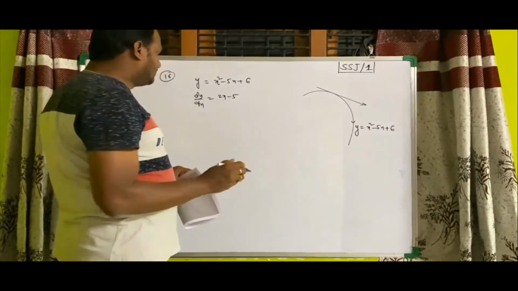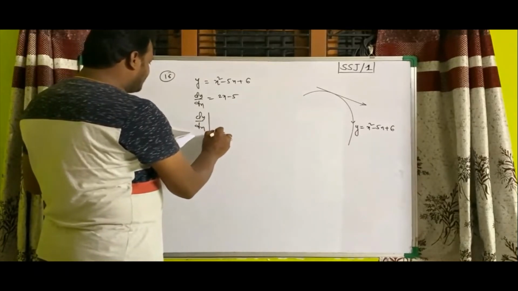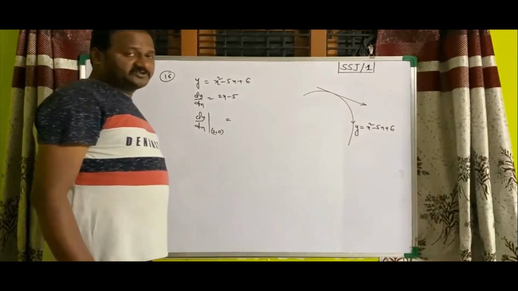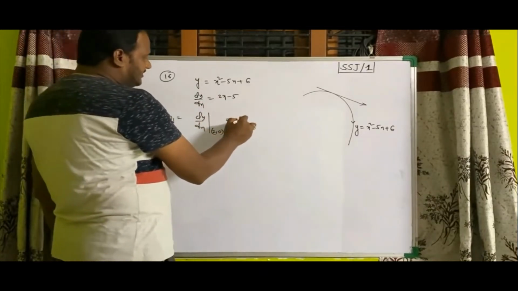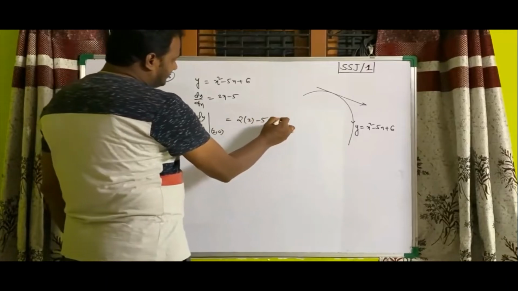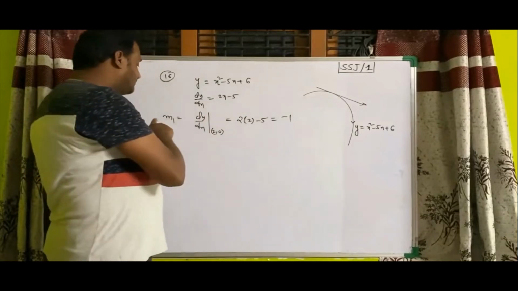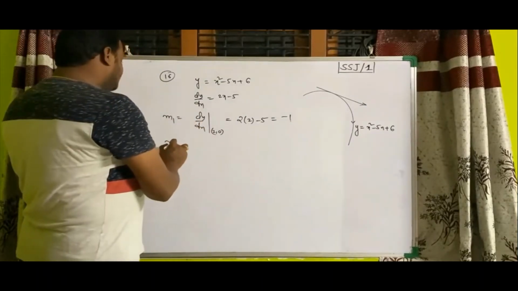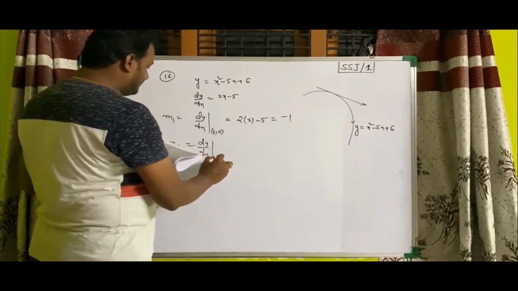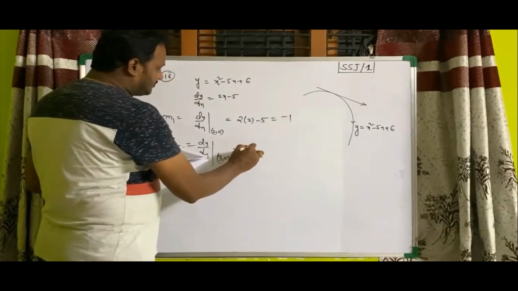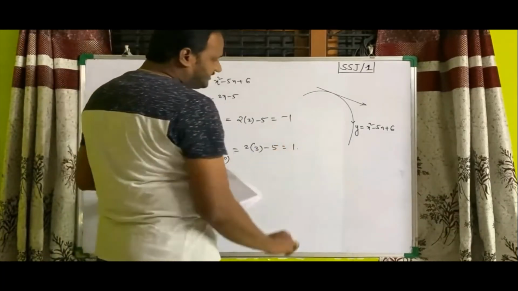But we have two tangents. So what is the value of dy by dx at x comma y is 2 comma 0. Substitute 2 comma 0, let it be the first slope. When you substitute 2 in the place of x, 2 into 2 minus 5 is equal to minus 1. That is the slope of the tangent to the curve at the point 2 comma 0. And another one is slope of tangent to the curve at another point. What is that another point? That is given as 3 comma 0. So which is equal to 2 into 3 minus 5. 2 3s are 6 minus 5 is equal to 1, right?